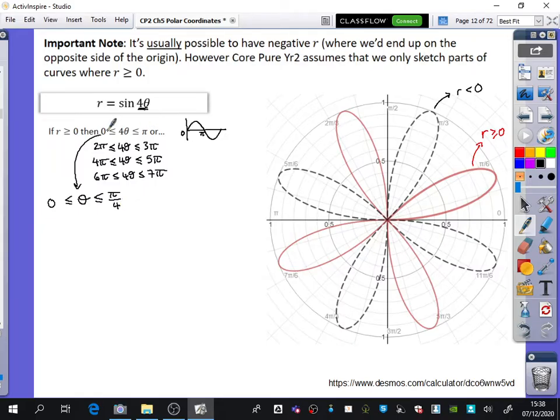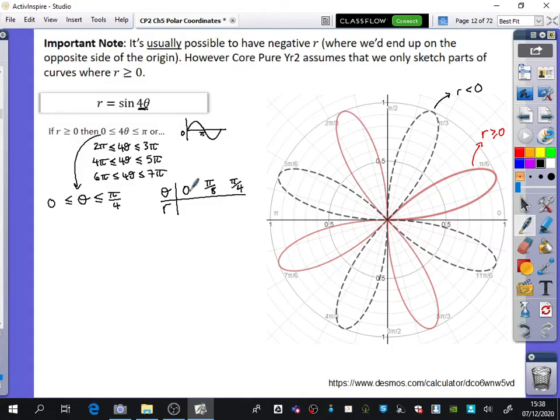I've just divided both parts of the inequality by 4. And now I'm going to draw a table to help me reason with what's happening here. So I'm going to have my value of theta and then my value of r. In between, I'm just going to do an in-between value, between 0 and pi over 4, pi over 8, and I'm also going to put in pi over 4 into here.